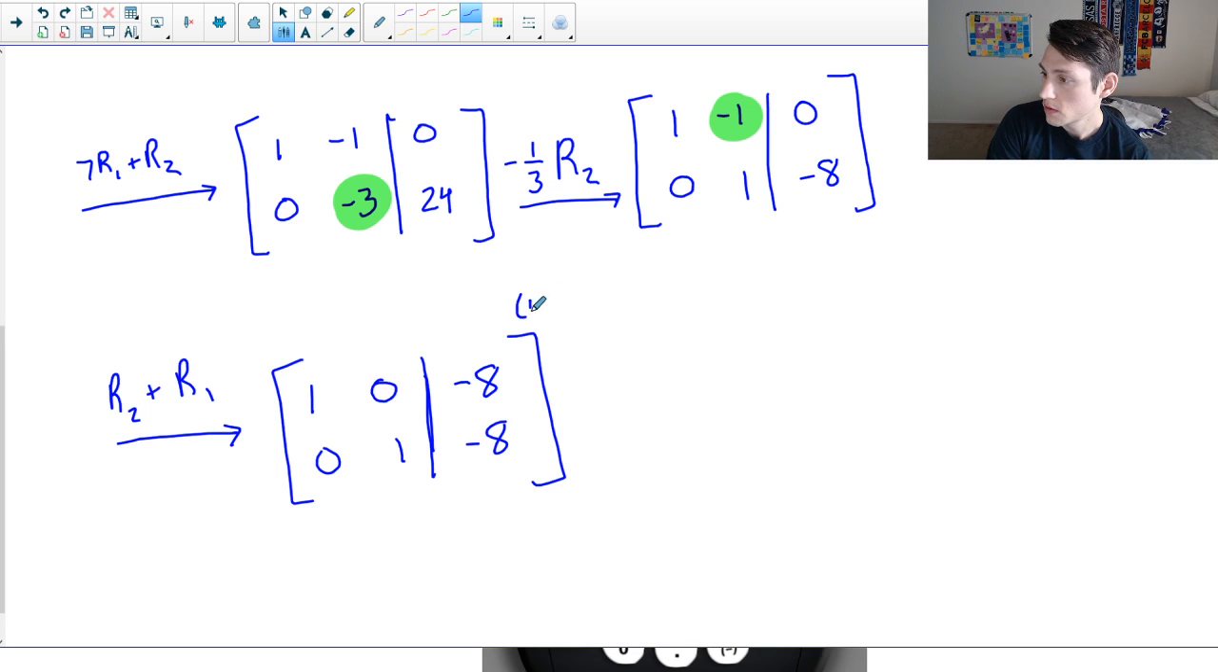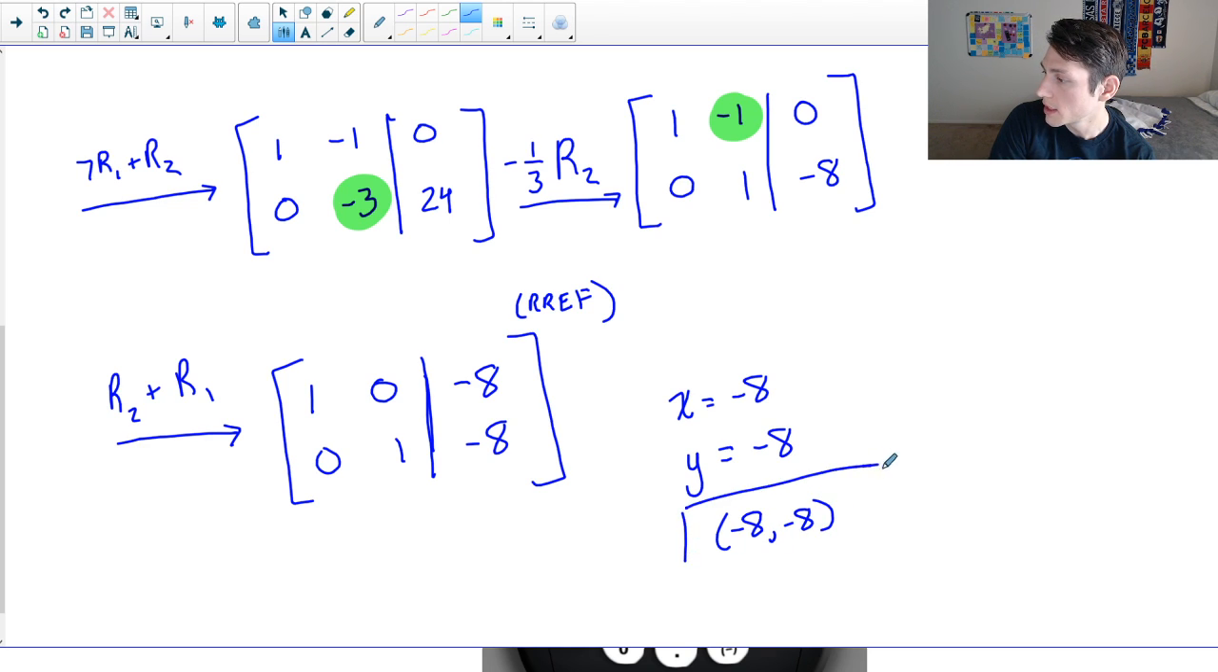So look at this, I have the main diagonal is 1s, 0 below, 0 above. So this is reduced row echelon form. So from here I can just determine that x equals -8, and for this problem they're the same. x is -8 and y is -8. So my solution would be the point -8, -8.